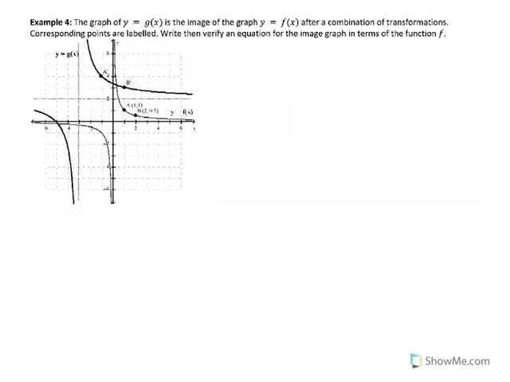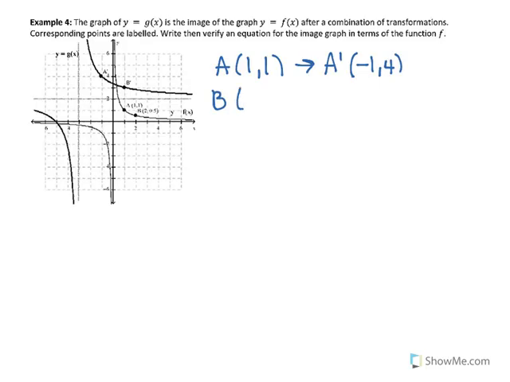Okay, now we're going to work backwards. We're going to take a graph and we're going to find an equation from it. So what you need to be able to do this is you need to have 2 points and to show how those 2 points have changed. So we have point A, which is at 1 and 1, and it changes to point A prime, which is -1 and 4. We also have point B, which is 2 and 0.5, and it changes to B prime, which is 1 and 3.